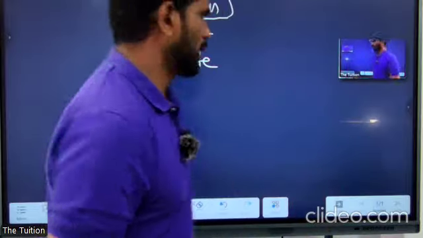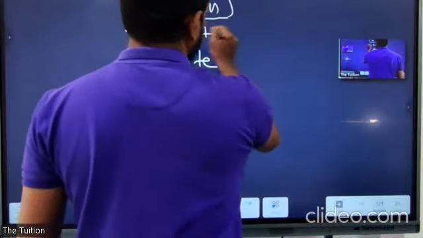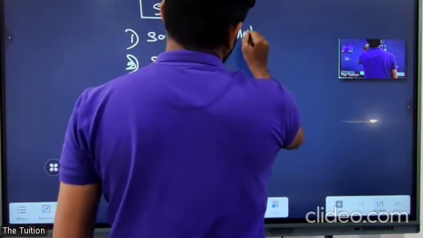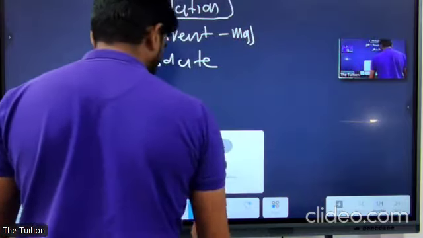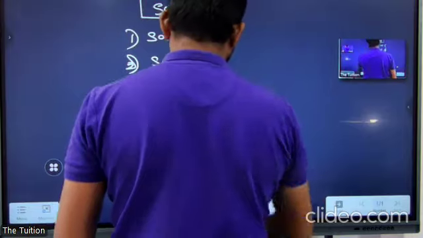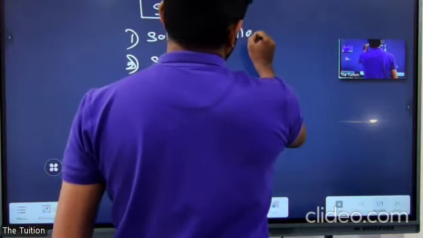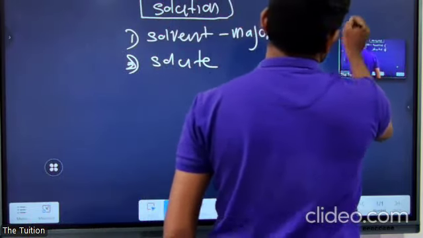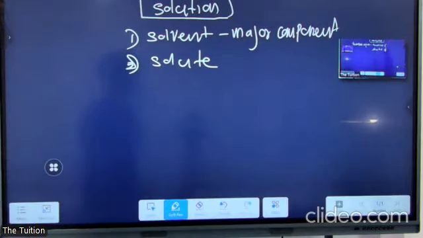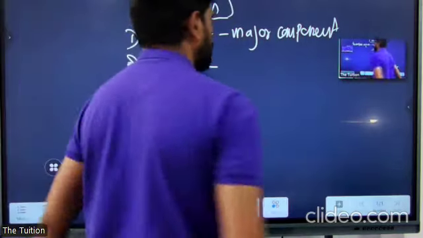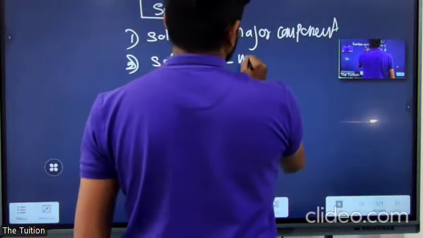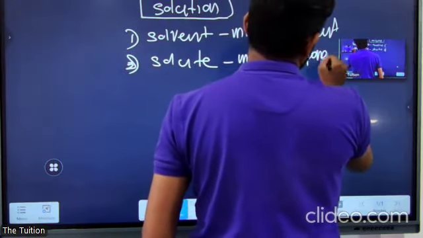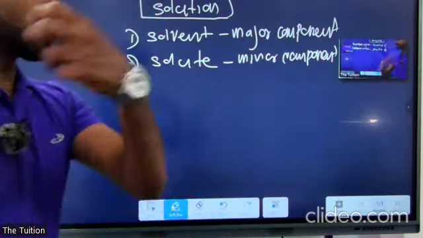What is the solvent? The solvent is the major component of a solution. The one that is present in the largest amount. What is the solute? The solute is the minor component.